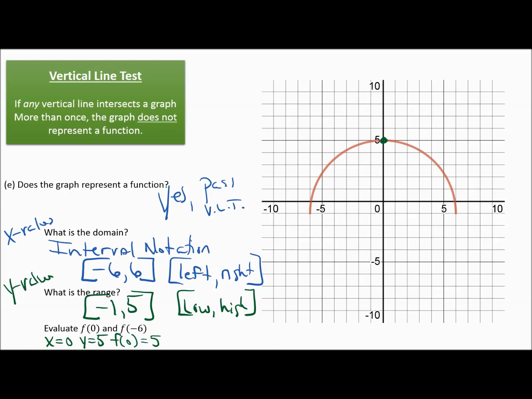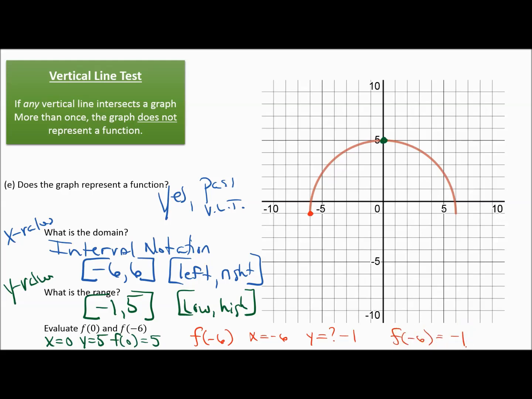Okay? In red, I'm going to do the second one, f of -6. So what is f of -6? Now what that's really saying is when x is -6, what is y? So first go over to x is -6, that's right here, and I go meet the graph, and that's that point right there, and that y value is -1. So I could say f of -6 is equal to -1.